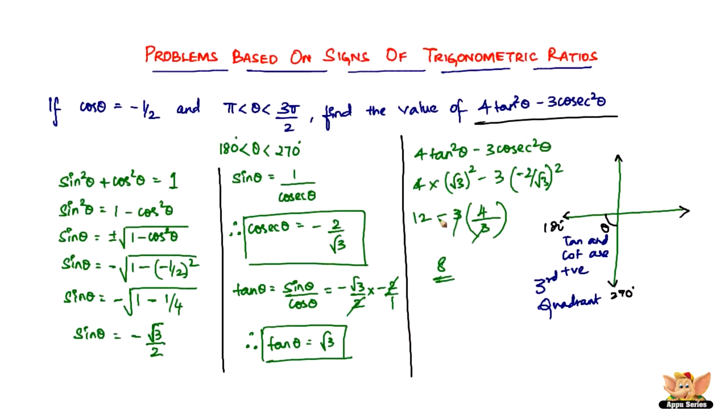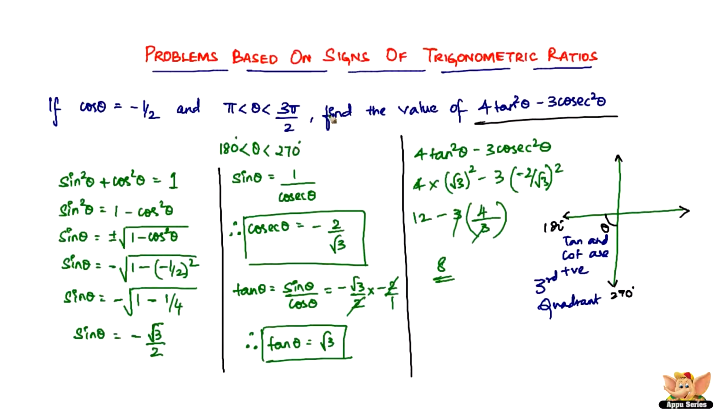So I'm sure you know pretty much about these kinds of problems by now. All you have to do is find the quadrant in which theta lies, and then be familiar with what's positive and what's negative in which quadrant. And then you need to be aware of the identities that you have to use, because if they ask you to find the value of this, you cannot straight away start finding the values of tan theta and cosecant theta without the required data. So for that you need to find sine theta.